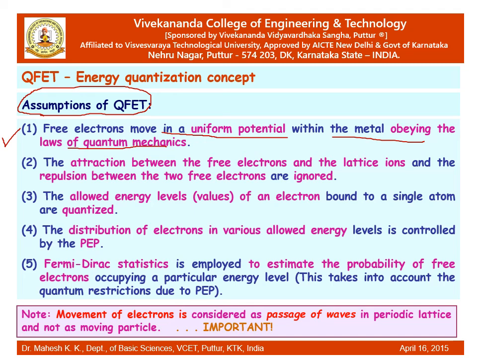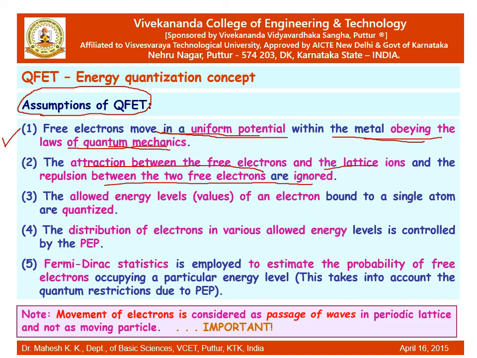See over here, what is that? The first one is the same, that is, uniform potential is the same. Even if you compare back to the classical free electron theory, that assumption is the same. But what is the rider? The rider is that it should obey the laws of quantum mechanics. The second one is exactly the same: the attraction between the free electrons and the lattice ions, and the repulsion between the free electrons, are ignored, which is the same as in the classical free electron theory.